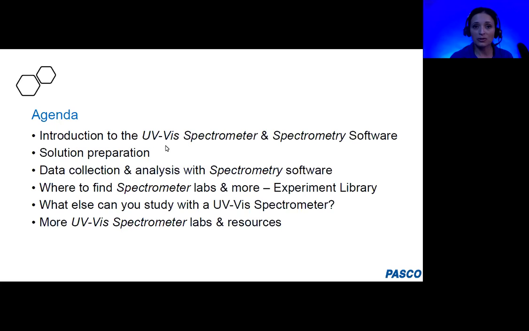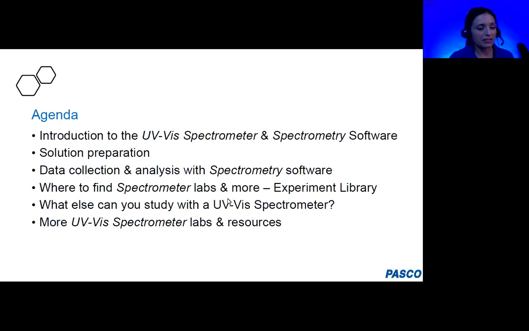So after I introduce you to the tools and software, then we're going to go into the solution preparation. How did we make the solutions that you see being analyzed in this investigation? And then you'll see me using tools for data collection and analysis in the spectrometry software. So I'll walk through just those tools that you need to get this investigation done, but there's a lot more to that software, and you can check our website, and I'll point you to some resources at the end on where to get more information on the other things that spectrometry can do.